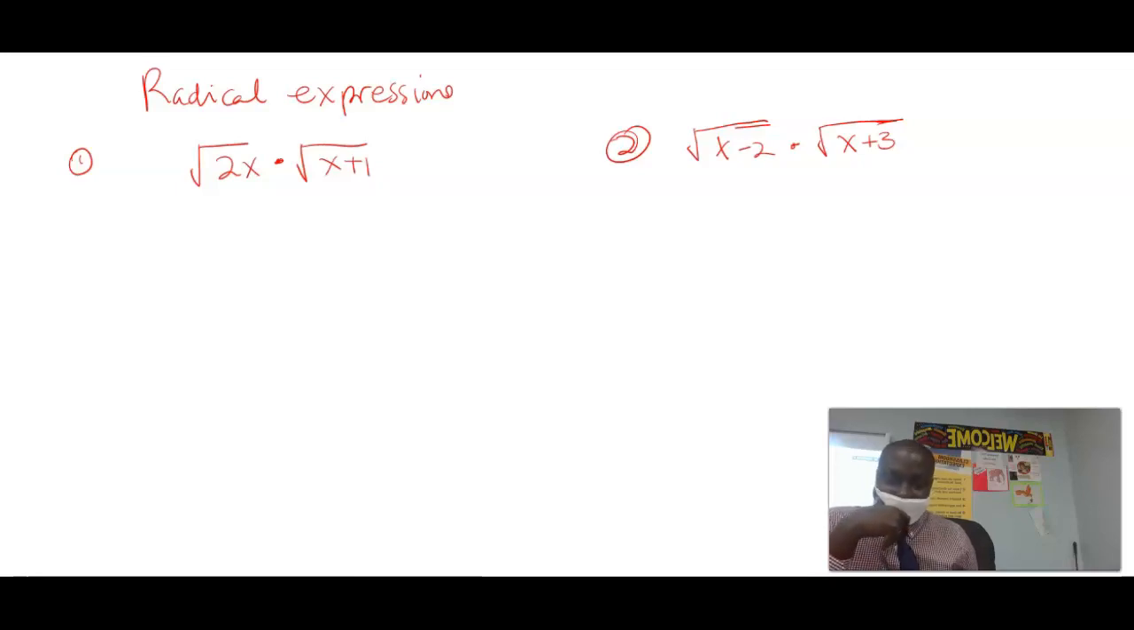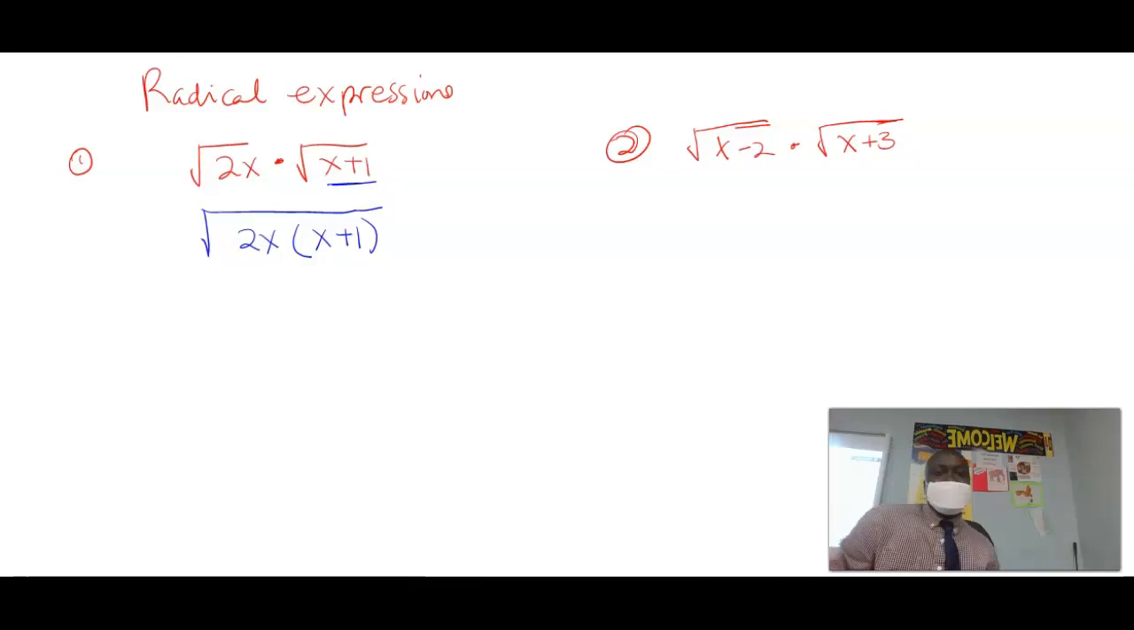All that we have to do is bring them closer together. So here we can bring all of them under the square root. Okay, so that's the first thing. Since these are together, let's put a parenthesis around it. Okay, it's multiply. So that's the first thing that we do.